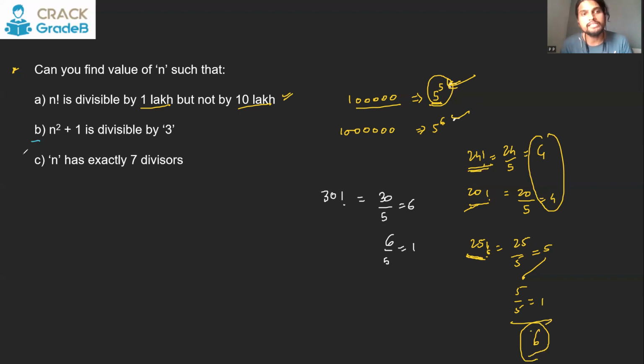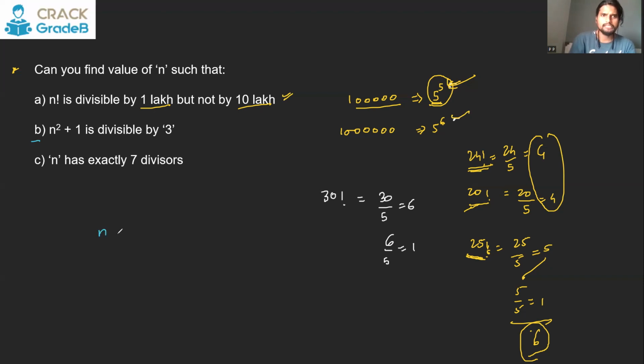Next, n square plus 1 is divisible by 3. So first of all, you can manually put some values of n and check if it is possible or not. You can put n's value as 1: 1 square plus 1, no. 2 square plus 1, 5, no. 3 square plus 1, no. So in the first 3 tries, it is not happening. But what is the scientific reason behind it? It goes to the remainder theorem, so we'll have to go for the remainder theorem for that.